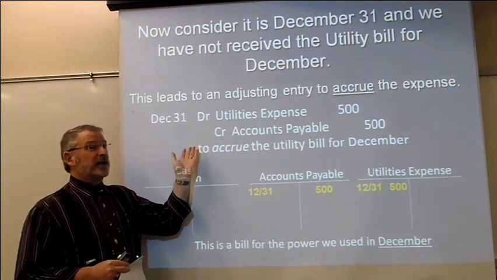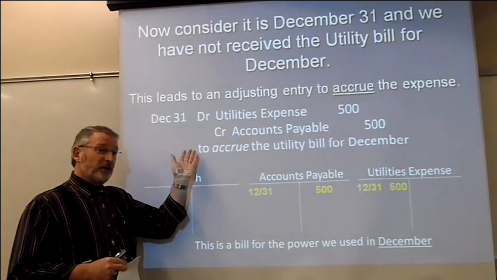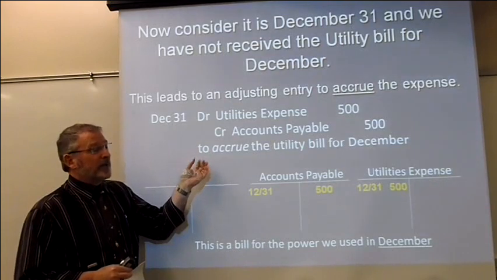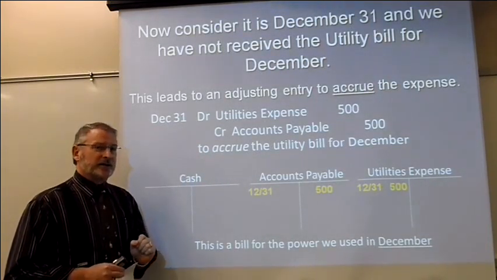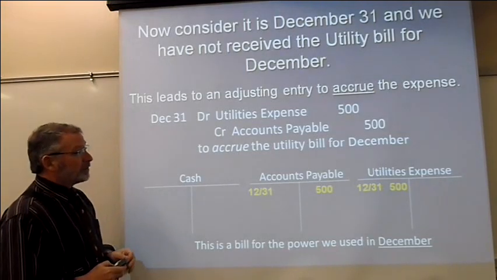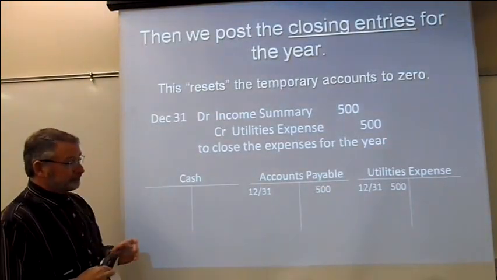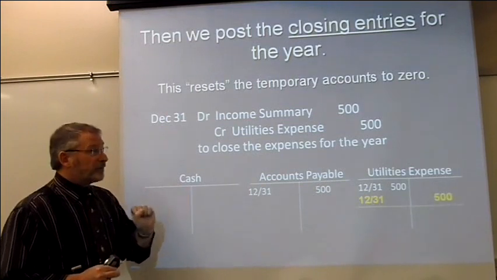Now this looks just like the entry we made a couple of seconds ago for when we actually get the bill. But we've accrued it. It looks like that entry, but this is actually an accrual. Okay, so now we move on into the next year. Or sorry, before we do, we close out that account.